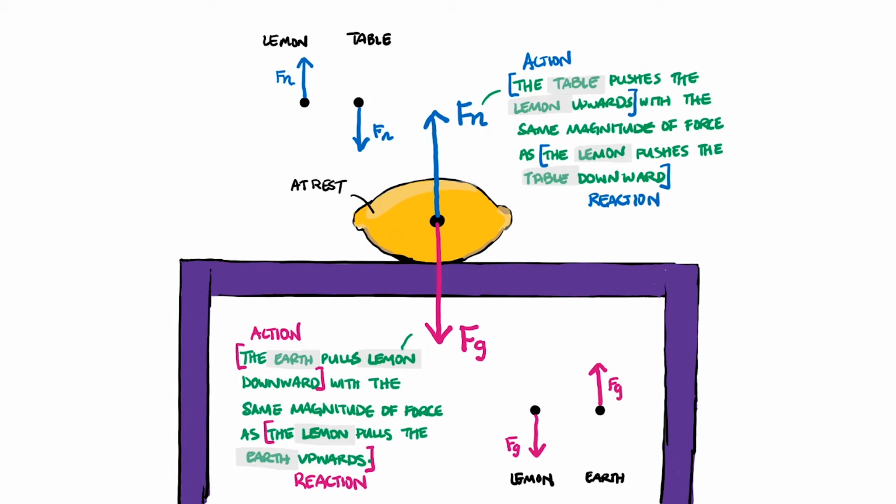You'll notice that we're drawing the action and reaction forces on separate objects. Action and reaction pairs will never appear on a single free body diagram because a single free body diagram only conveys the forces on that one object. Newton's third law explains the forces two objects experience as a result of each other.